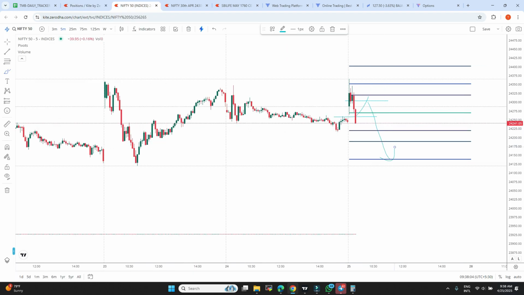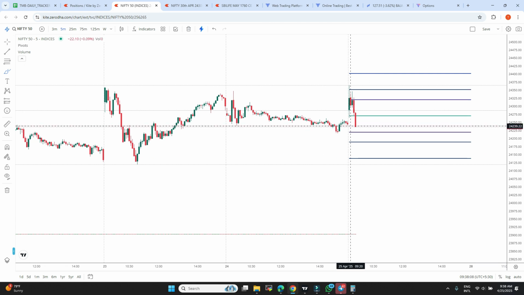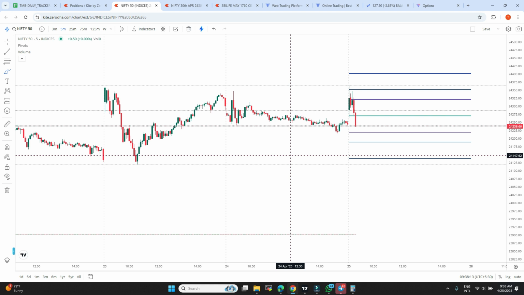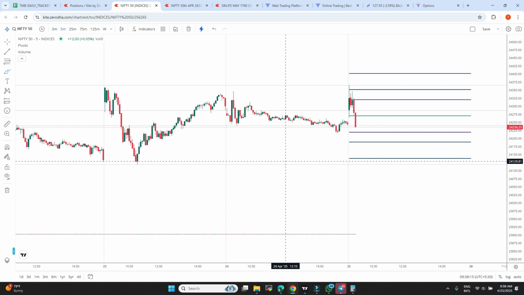Now it got broken. We'll see how it is going to happen. For the time being, I am having some personal work, so I'm closing this one.